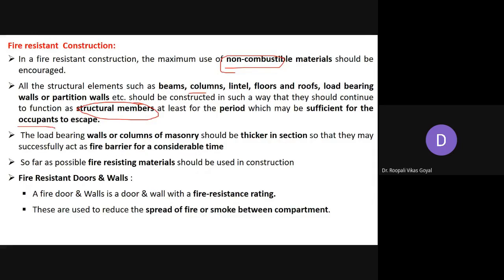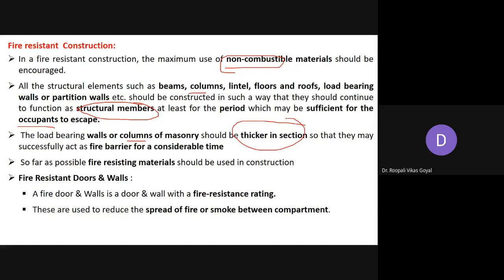जब भी आग लगे तो at least ये जो सब structural members हैं, it should not collapse easily. Okay, so at least they should continue to work as a structural member until the people who are living in that particular building escape and reach some safe distance. Okay, and all these load bearing walls, columns of masonry, they should be thicker in section, वो पतली wall नहीं.